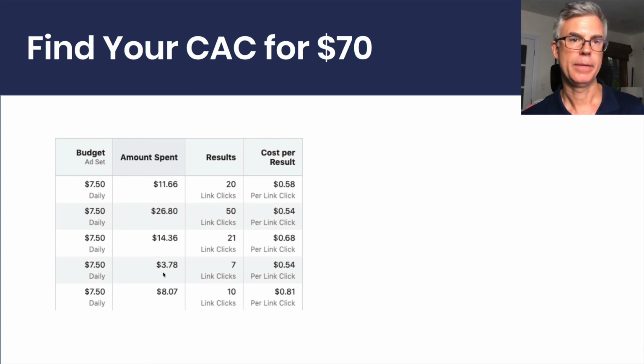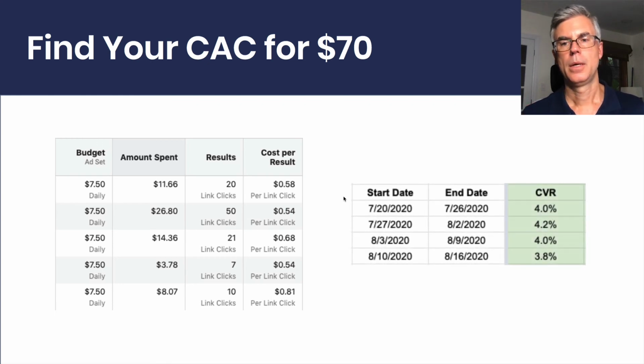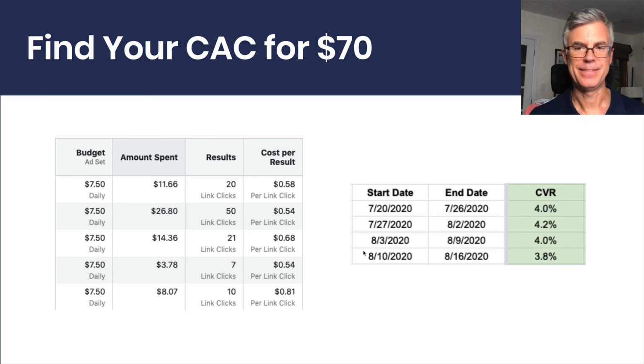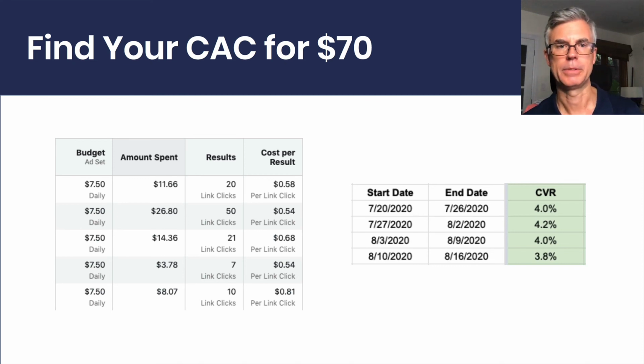You can see the amount I spent, which is around $70 total for these 5 categories. You can see the result I got in link clicks, and you can see the cost per click. Right? So it's somewhere between 54 cents and 81 cents per click. And then you can see the conversion ratio. I just did week by week, and you can see the conversion ratio on the site. So I'm averaging about 4% conversion ratio on the site. So again, we can get out the calculator and divide 65 cents by 4% in order to get the customer acquisition cost.